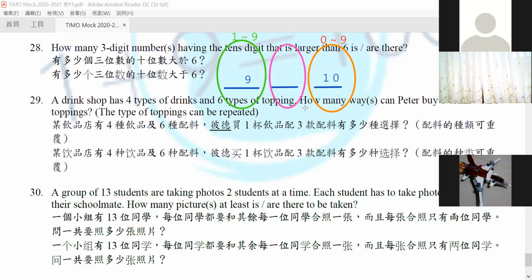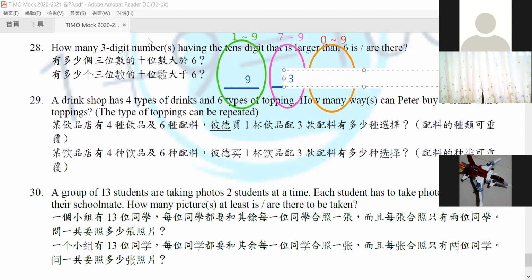Since it must be equal to 6, it can only be 7 to 9. So there's only 3 different digits that can fill up the middle one, because it needs to be greater than 6.